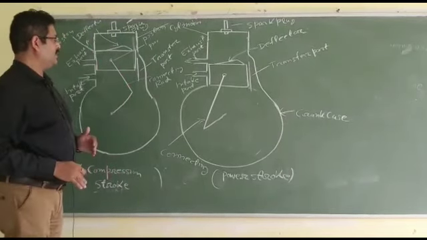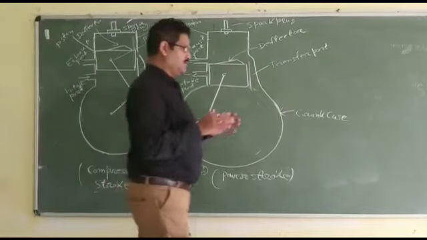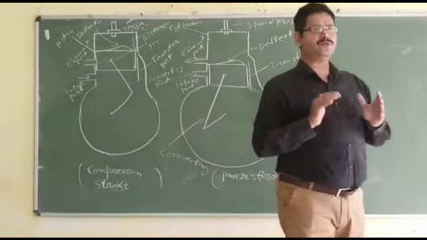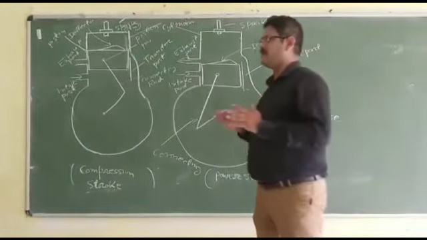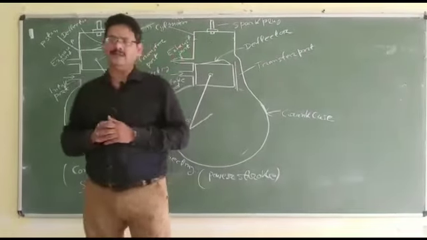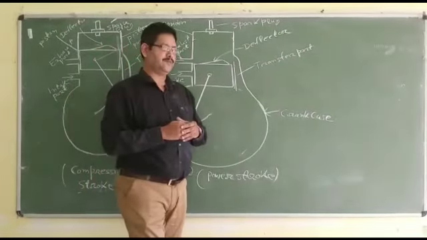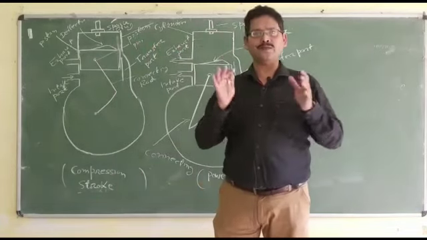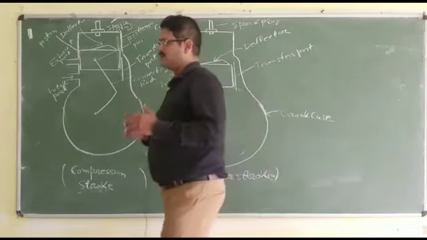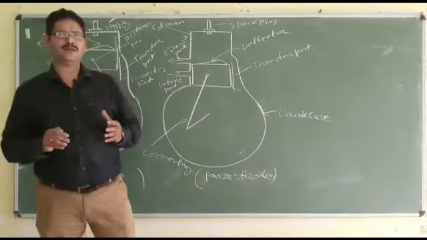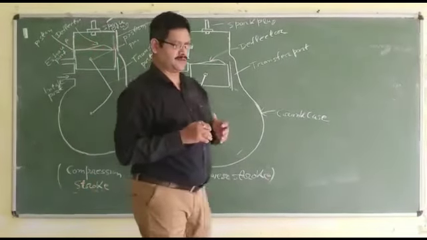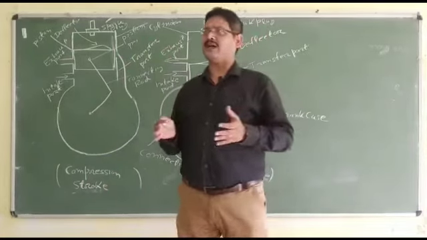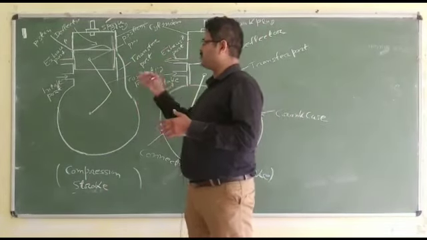Before discussing its operation, we should know the fundamental difference between a four-stroke cycle engine and a two-stroke cycle engine. In a four-stroke cycle engine, we have four separate strokes for the operations: suction, compression, expansion and exhaust. These operations are also carried out in a two-stroke cycle engine.